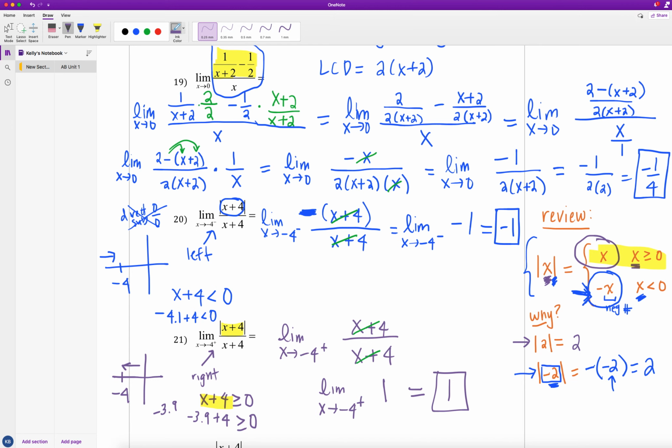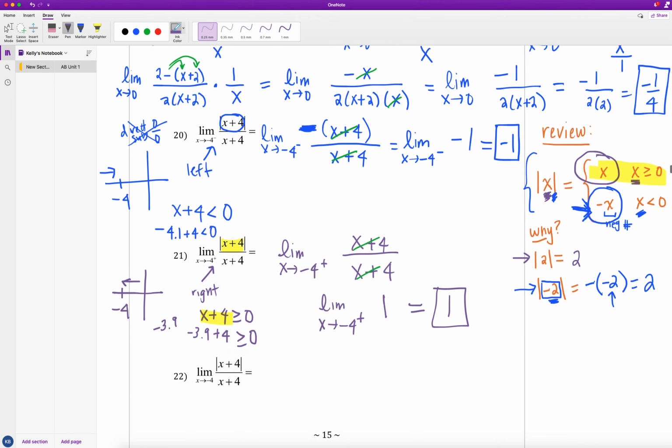So as we can see here, in example 20, even though examples 20 and 21 are both looking at the limit of the exact same thing, it really depends on what side you're approaching for an absolute value. And when I'm approaching from the left-hand side, in this case I ended up with a negative 1. When I approached from the right-hand side, I ended up with the positive 1.